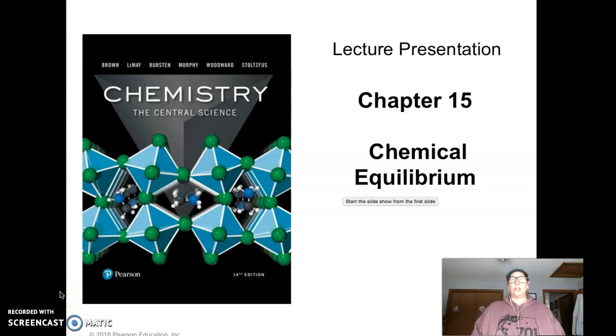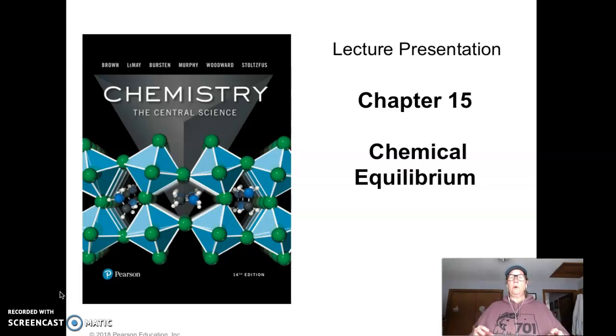Okay, we're going to start chapter 15 today, and chapter 15 is about equilibrium. Whenever you have a chemical reaction, you start with your reactants and you end with your products. But a lot of reactions don't just go one way, like the reactants producing products. Sometimes some of the products go back and become reactants. They break down or change their bonds or whatever.